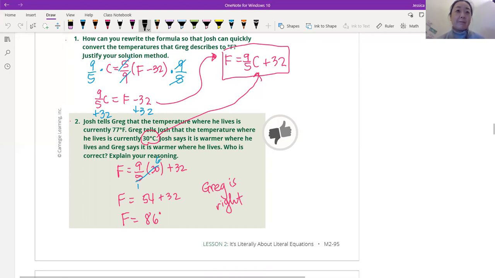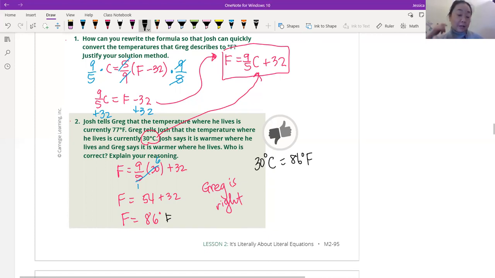Now I'm going to multiply 9 times 6, which is 54, plus 32. And that altogether would be 86 degrees Fahrenheit. That's Fahrenheit. We just found that. So what does 30 degrees Celsius mean? So 30 degrees Celsius is equal to, I need to label that, 86 degrees Fahrenheit, right? So who's right?